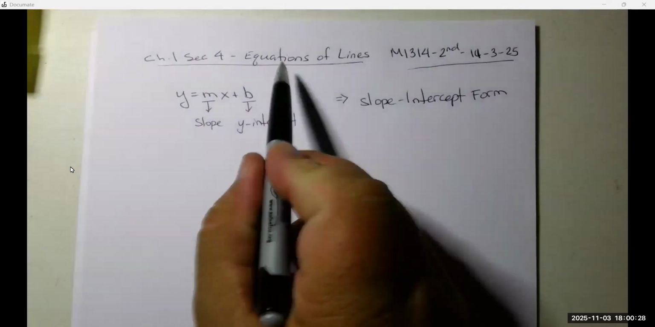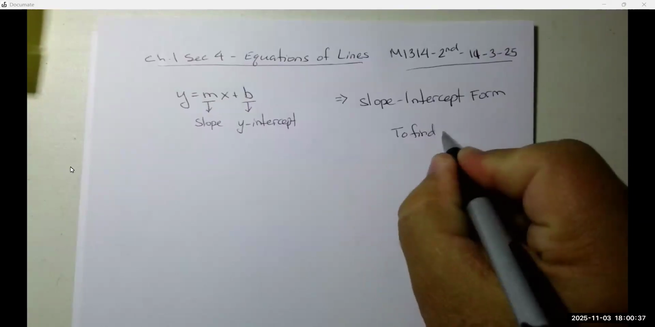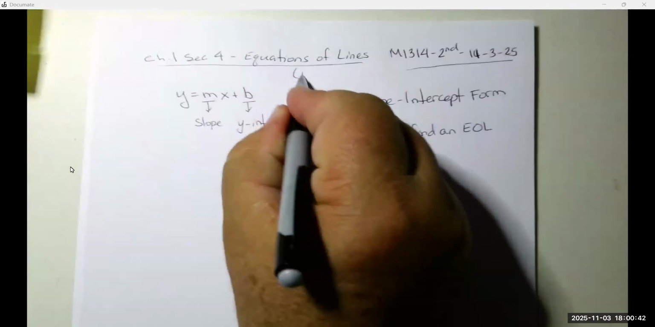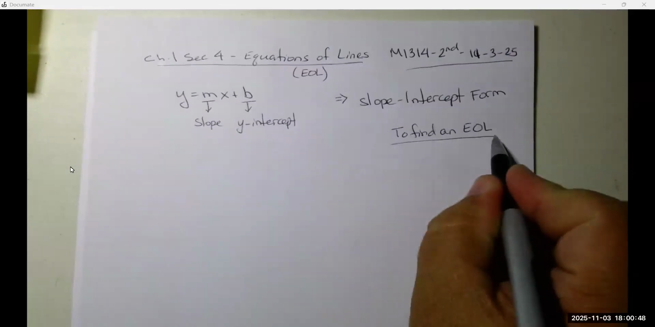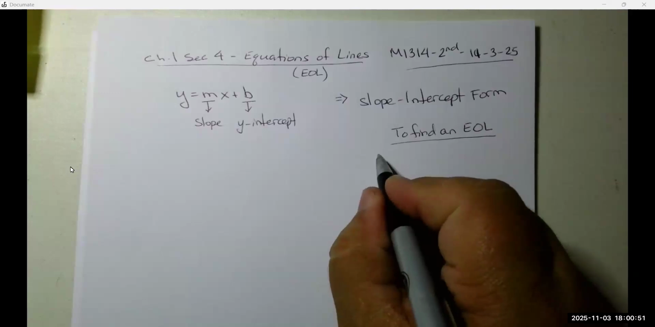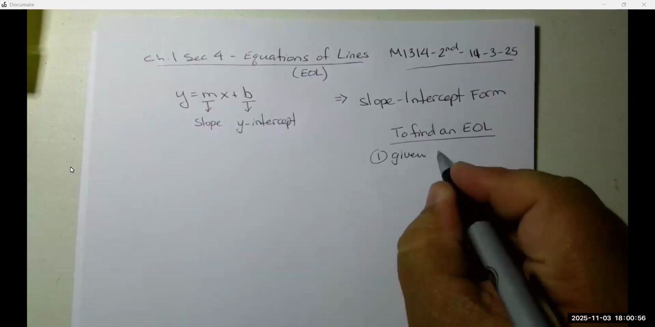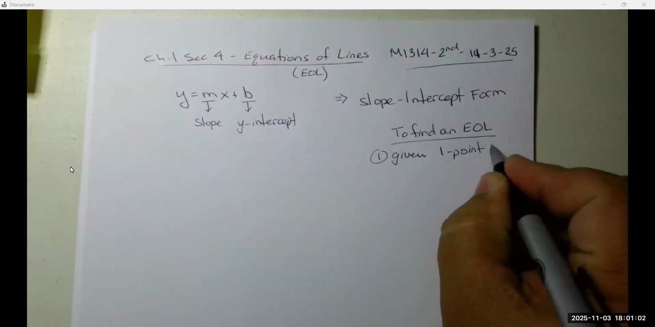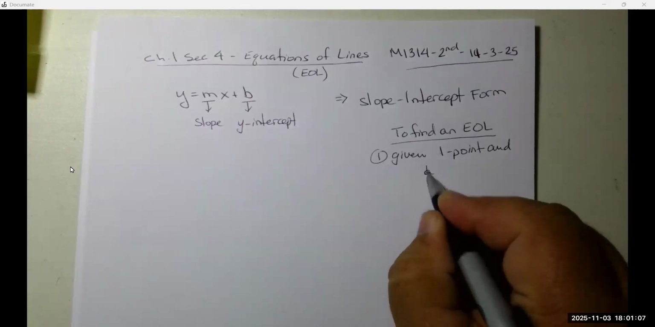So what we're going to do here, we're going to find equations of lines. This will be the first one. So to find an equation of the line, instead of writing equation of line, I'm simply going to write EOL from now on. To find an equation of a line, if you're given one point and the slope.